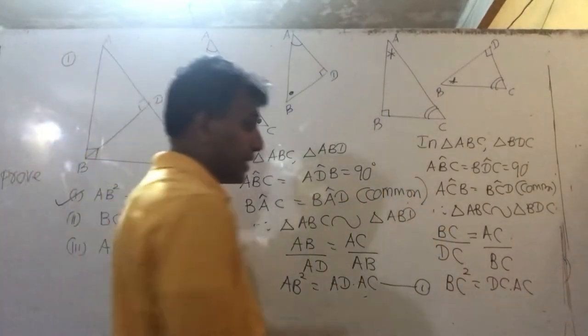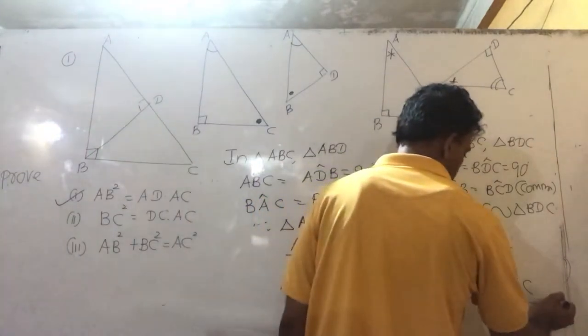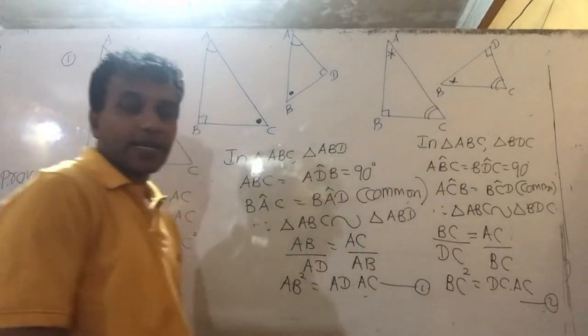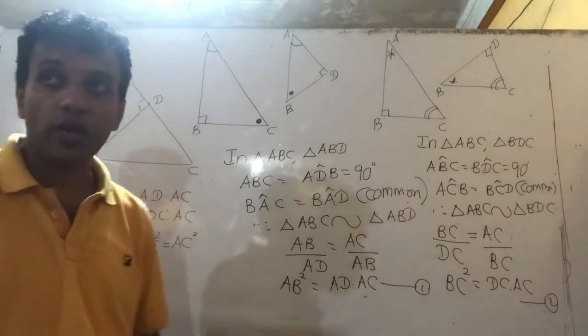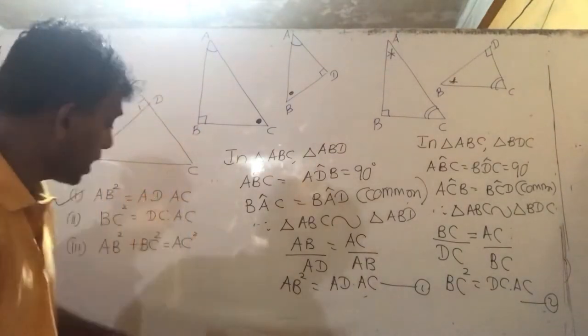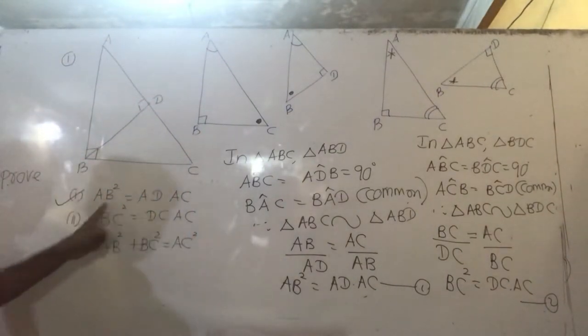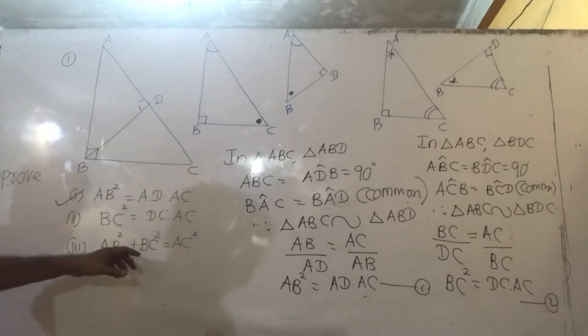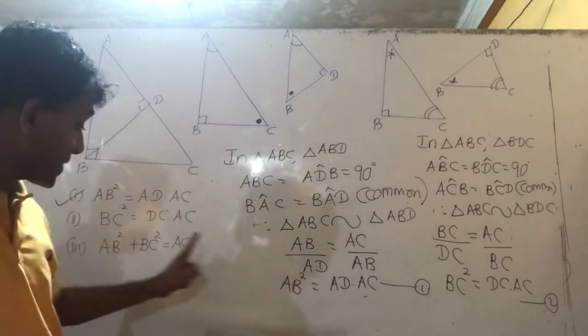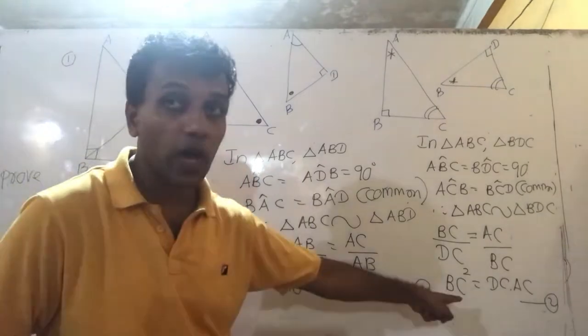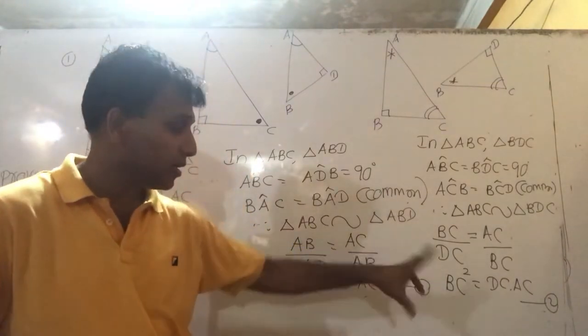That is what I call the second equation. So why did I say second equation, the first equation? See the third part answer: AB square plus BC square. What do you mean? Adding these two.